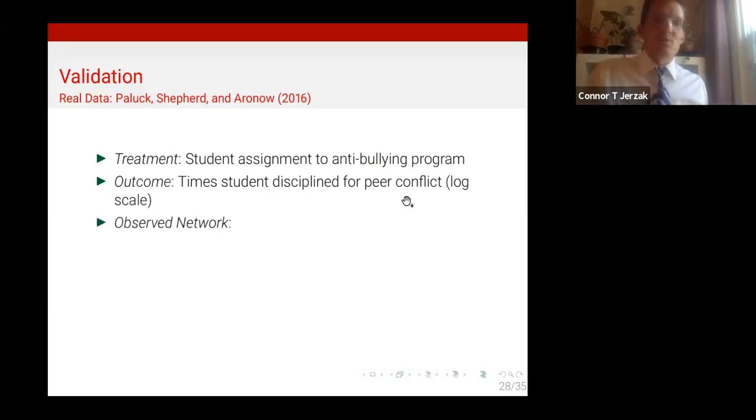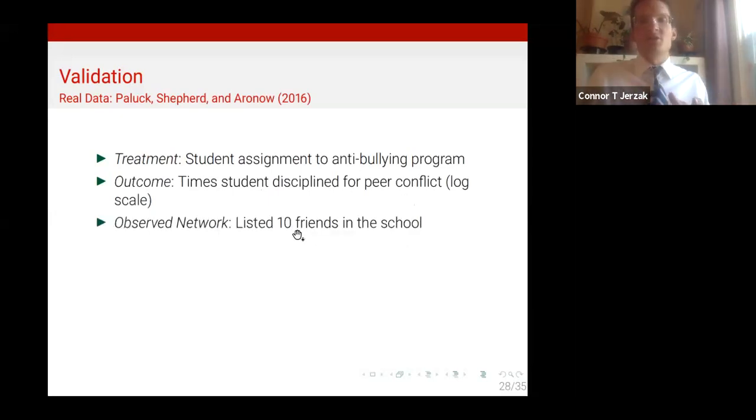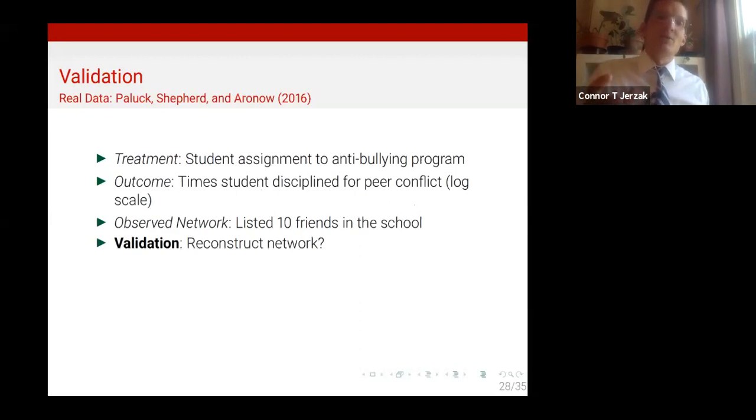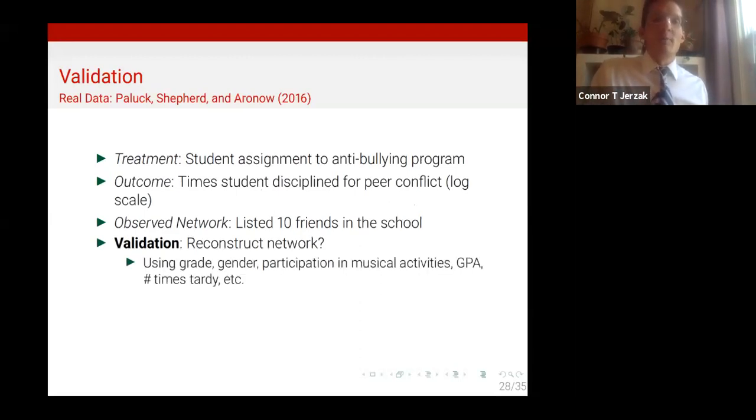The unique thing about this was that students were able to list up to 10 friends in the school. And these 10 friends form a kind of observed network, which we can use as an attempt to validate our approach. Are we able to reconstruct this network using only the covariate data and the outcome data in the approach described? We're only going to use 9 covariates, including gender, grade, participation in musical activities, GPA, and the number of times tardy. And we'll also put a constraint in the likelihood that people across schools won't be interacting. That's the one constraint that we'll impose. Otherwise, we'll just use these 9 covariates to try to reconstruct the network.